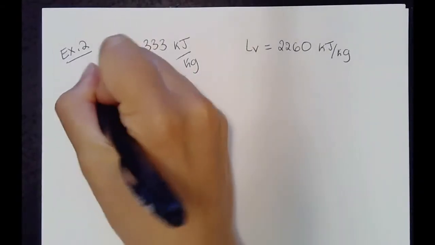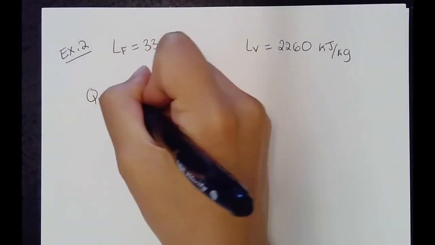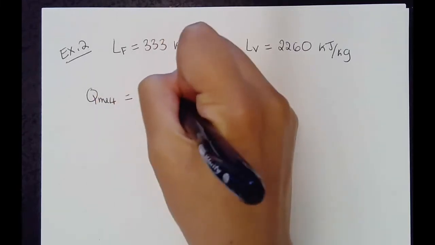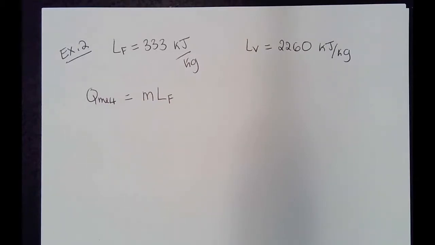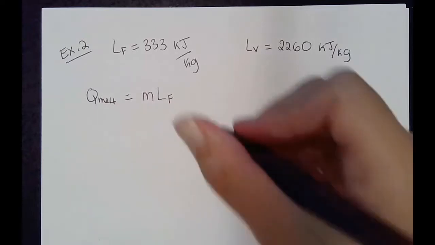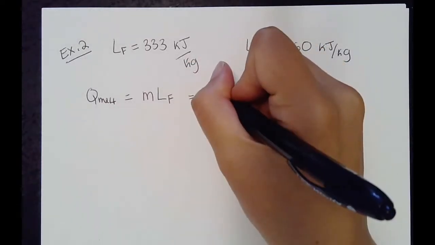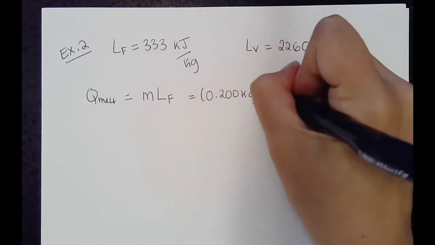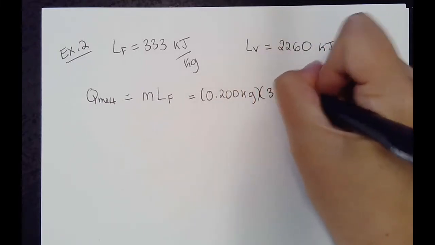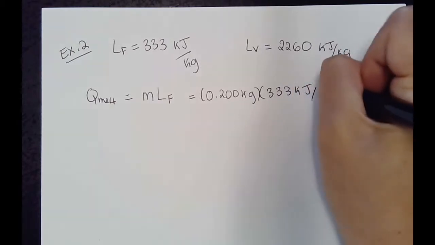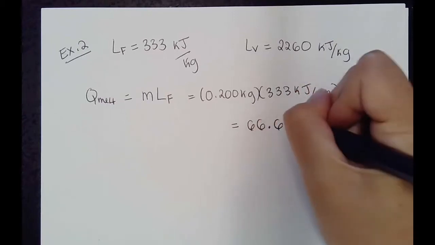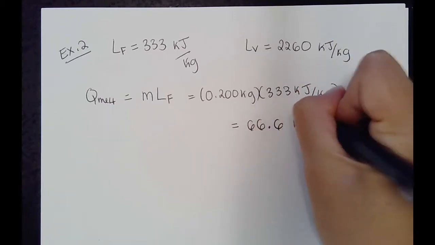All right, to melt ice, Q melt, this does require energy since it's going from a less energetic to more energetic state. So it will be positive MLF, that's the latent heat of fusion, since it's transitioning from a solid to a liquid. So we have 0.2 kilograms times 333 kilojoules per kilogram. It's okay to leave it in kilojoules. We'll just end up with an answer in kilojoules, which is 66.6 kilojoules.